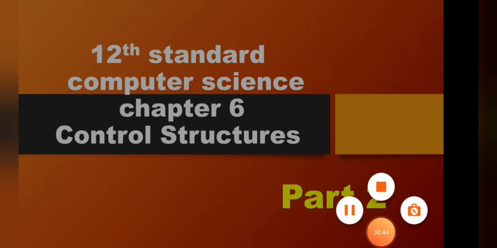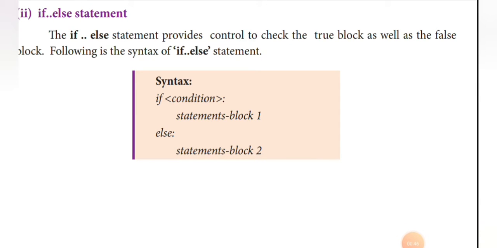Okay students, now we can go for the if else statement. The if else statement provides control to check the true block as well as the false block. That is, this statement has alternative branches. Either it can execute a true block or it can execute a false block. The syntax for the if else statement is: if condition, statements block 1, else, statements block 2. If the condition is true, then statements block 1 will be executed. When the condition is false, it directly goes to statements block 2. That is, it skips the true block.